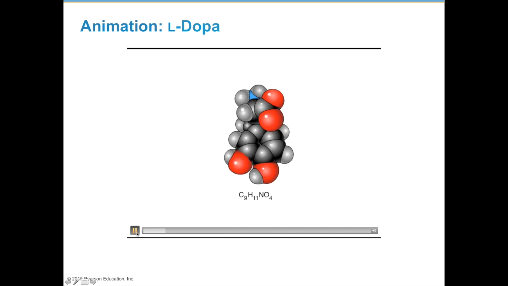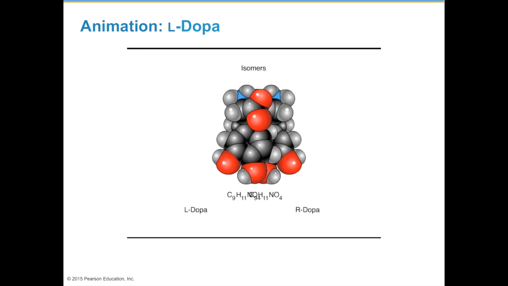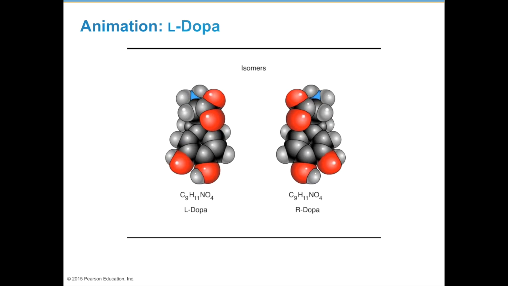Isomers are compounds that have the same molecular formulas but different three-dimensional structures. The difference between isomers can literally mean the difference between life and death. L-DOPA, shown on the left, reduces the symptoms of Parkinson's disease. Its isomer R-DOPA on the right has no effect on the disease.